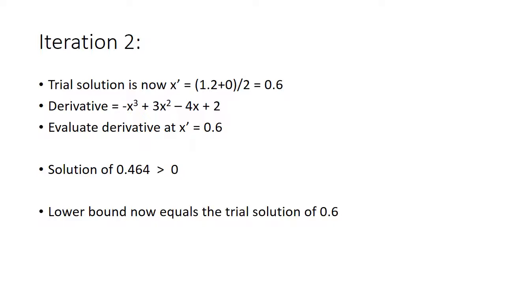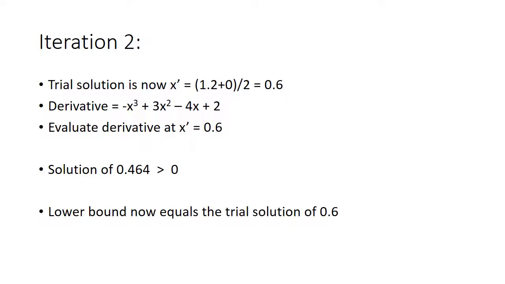We still are evaluating the current trial solution of the derivative of the objective function, and the derivative hasn't changed. We don't take the second derivative or anything like that. We're still just taking the first derivative of the objective function, and I've just recopied it onto this slide. And we evaluate the derivative at the current trial solution of 0.6. So we would do negative 0.6 cubed plus 3 times 0.6 squared minus 4 times 0.6 plus 2, and you end up with a solution of about 0.464, which is greater than 0.